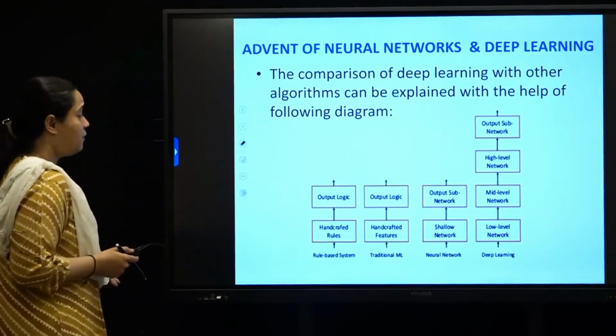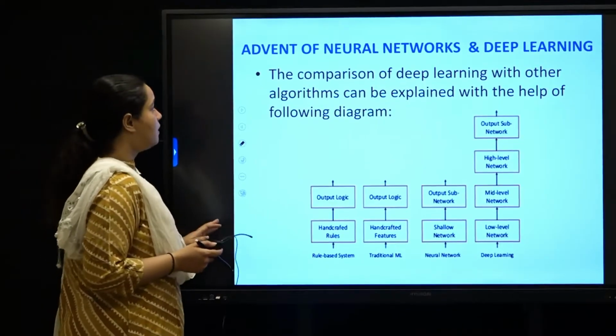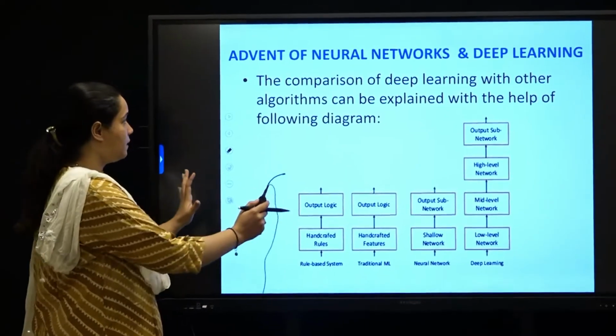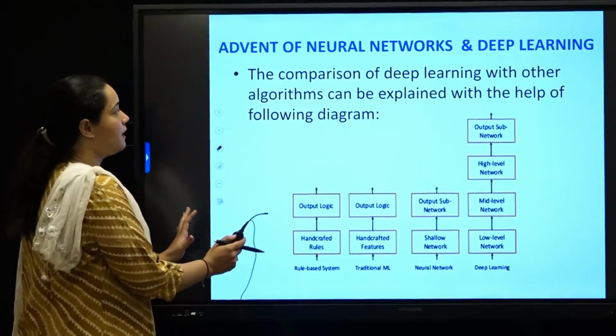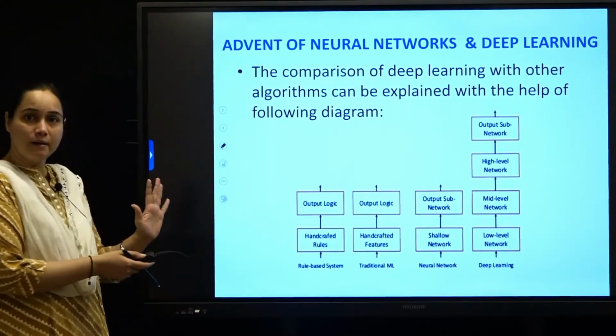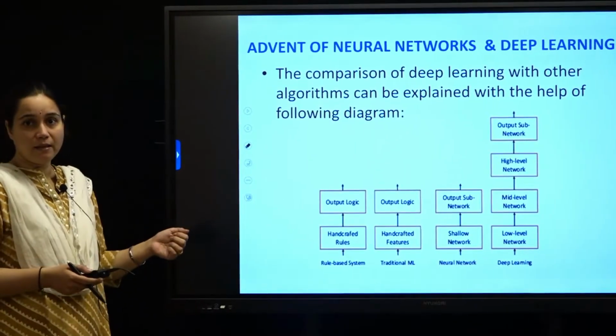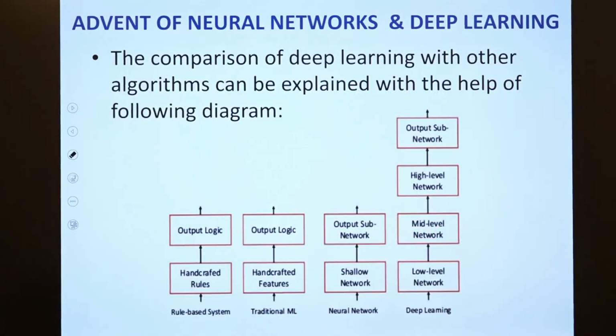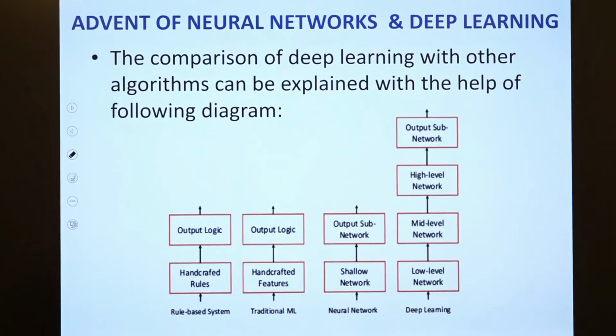Now, with the advent of neural networks, I can explain the comparison of deep learning algorithms with some other algorithms with the help of the following diagram. Let's have a look at the diagram. As you can focus onto this diagram, there are 4 different types of algorithms that we can see over there.